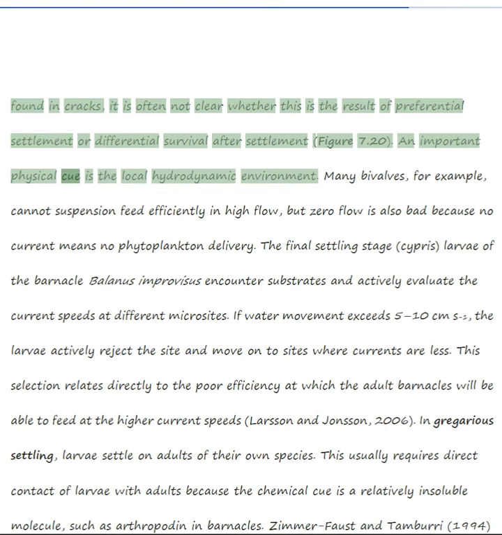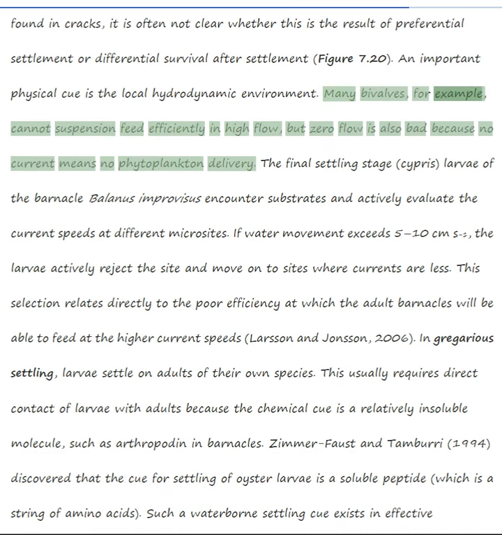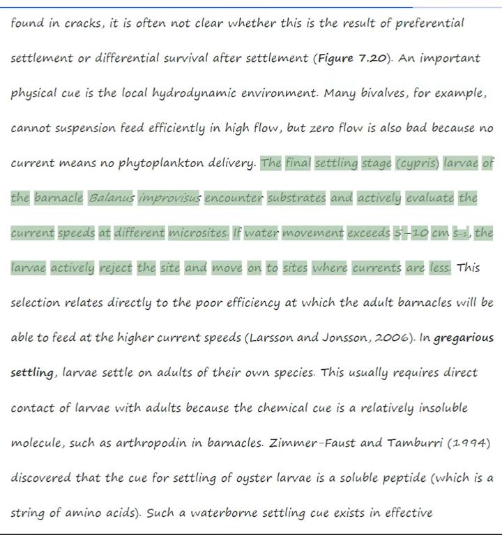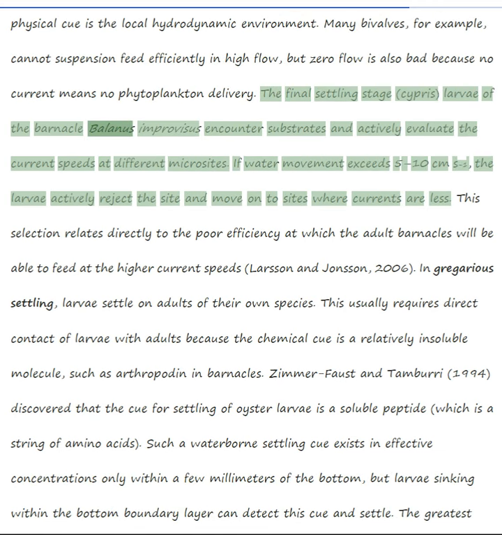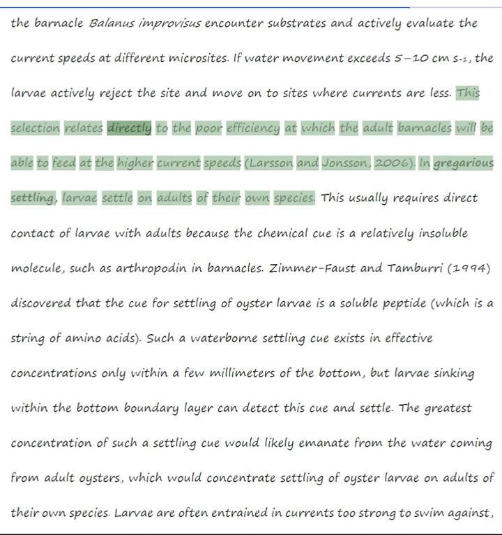An important physical cue is the local hydrodynamic environment. Many bivalves, for example, cannot suspension feed efficiently in high flow, but zero flow is also bad because no current means no phytoplankton delivery. The final settling stage larvae of the barnacle Balanus improvisus encounter substrates and actively evaluate the current speeds at different microsites. If water movement exceeds 5-10 cm/s, the larvae actively reject the site and move on to sites where currents are less. This selection relates directly to the pore efficiency at which the adult barnacles will be able to feed at the higher current speeds.